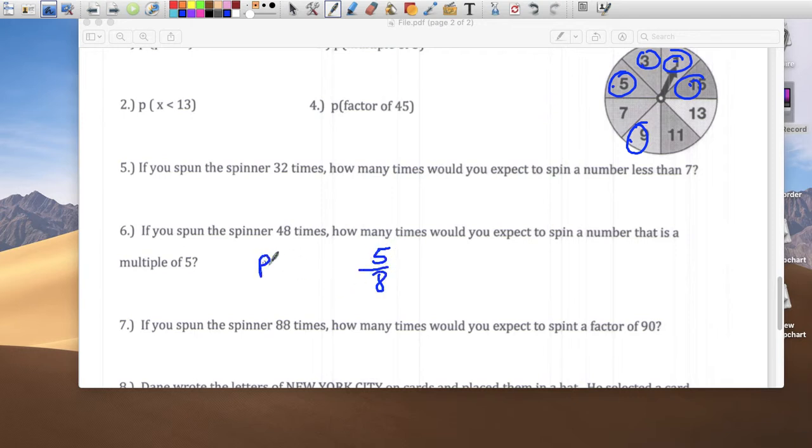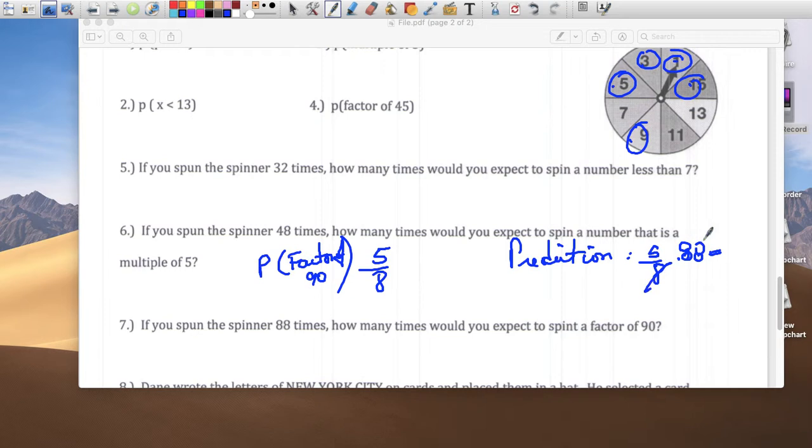So that's the spinner, and I'm going to write factor of 90. So it's 5 out of 8. So my prediction would be 5 out of 8 times 88, sorry. And that's going to give me, simplified, or you can just use a calculator, 5/8 times 88 equals 55.